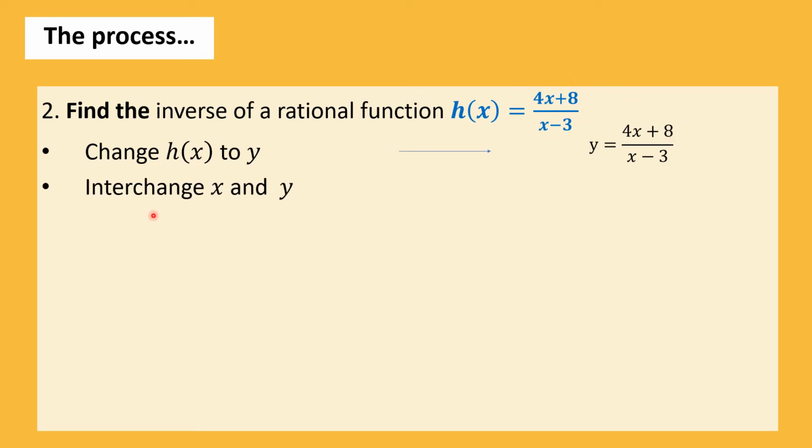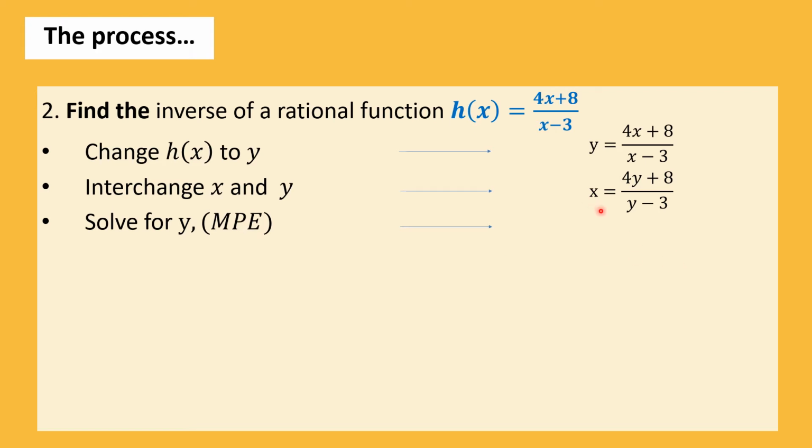Next, interchange x and y. So, pagpapalitin lang natin yung place ng mga x at saka y. So, kung dating ito ay y, iyan po ay magiging x. And then, etong mga x ay magiging y. Ito po yon. So, x is equal to 4y plus 8 all over y minus 3. Next step is solve for y by multiplication property of equality. So, how to solve for y by multiplication property of equality?